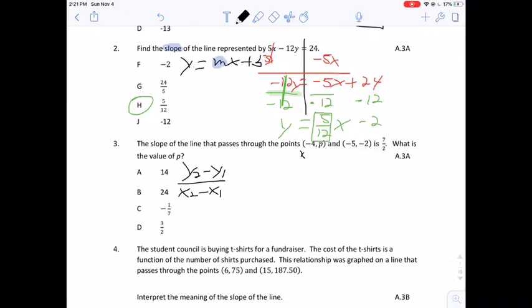This is going to be my x1. My y1 is going to be p. My x2, 5, and my y2 is going to be 2. While 7 over 2 is my slope. This is what I want to find. So I'm going to use open parentheses.